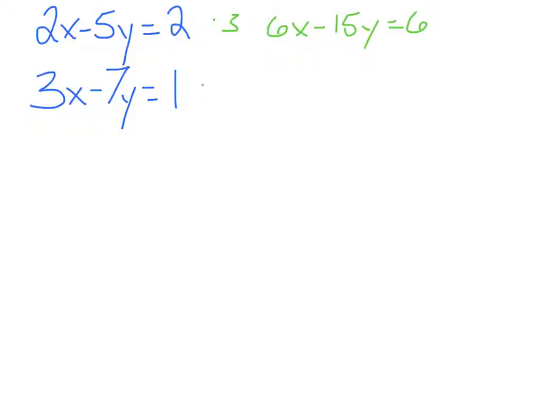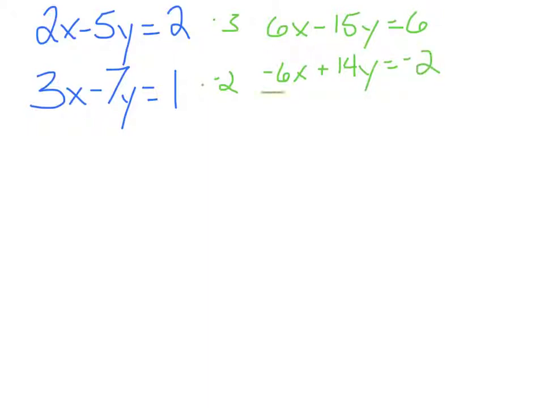And now we're going to multiply the second equation by -2 so that we have opposite signs here with our x. And again, I just chose x because it looked like it'd be easier. You could have chosen y and gotten the same result. So we have -6x plus 14y equals -2.